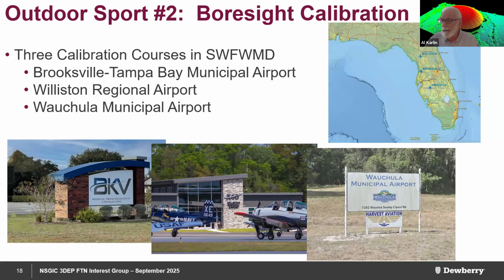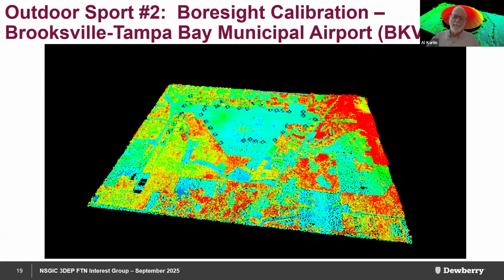And typically, what you do is you go to an airport and survey both buildings, elevated points, and ground points. So here's an obligatory point cloud of the Brooksville Tampa Bay Municipal Airport. And the little black areas all around the airport are my targets.